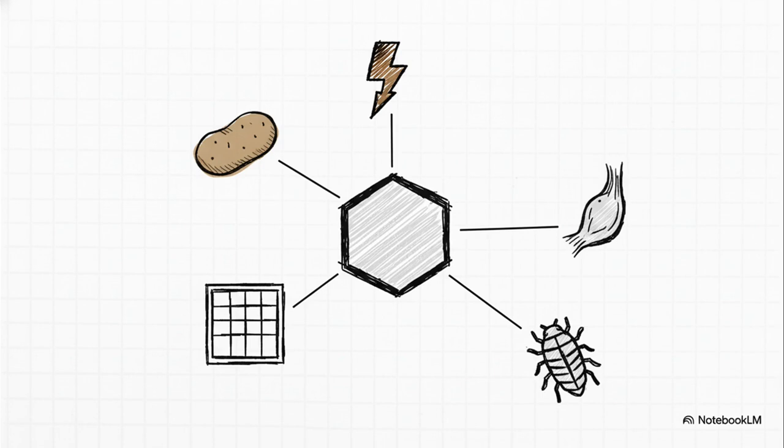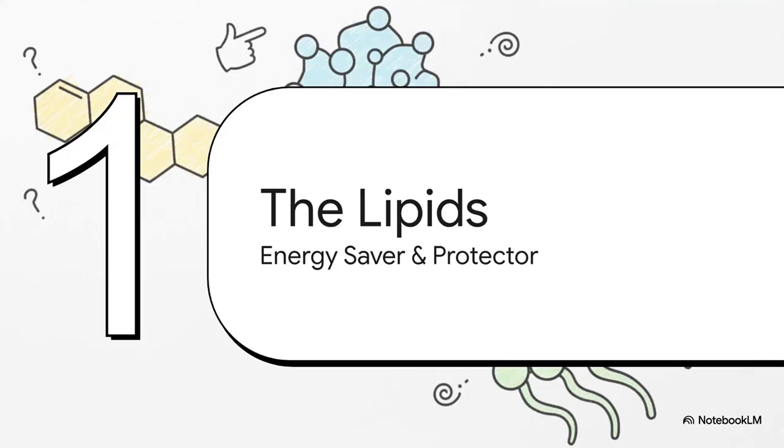And they can even be structural. They form the super tough cellulose that makes up plant cell walls, and even the chitin in an insect's exoskeleton. In fact, cellulose is the most abundant organic polymer on the entire planet. How crazy is that? Okay, next up on the team, let's meet the lipids.